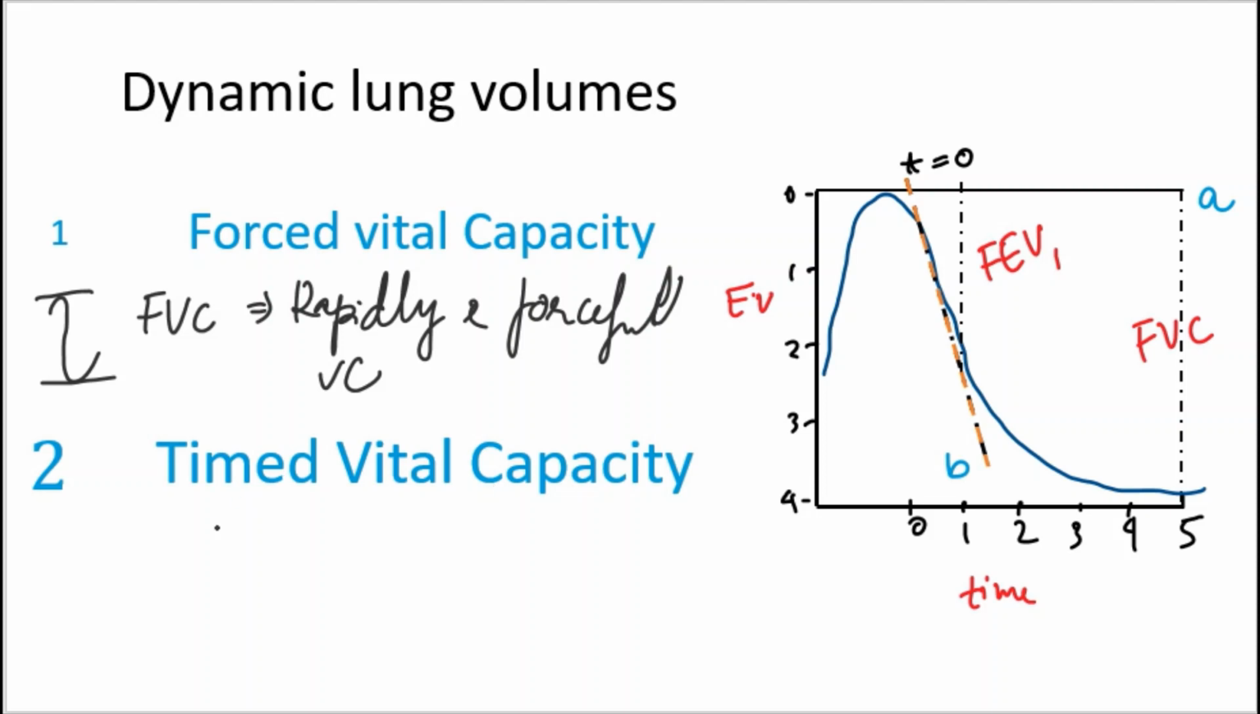Next is timed vital capacity or forced expiratory volume, with a subscript indicating intervals in seconds. So I've mentioned over here FEV1. That means this is the forced expiratory volume in the first second. If I write FEV2, that will mean this is forced expiratory volume in the second, and so on. So what does FEV represent? This is the volume of gas exhaled in a given time during performance of FVC. So FEV is calculated during performance of FVC.